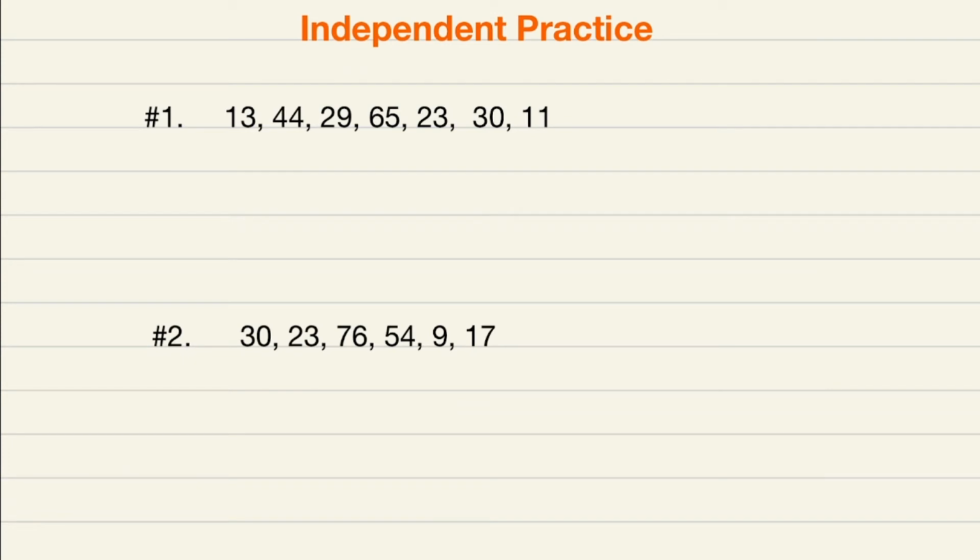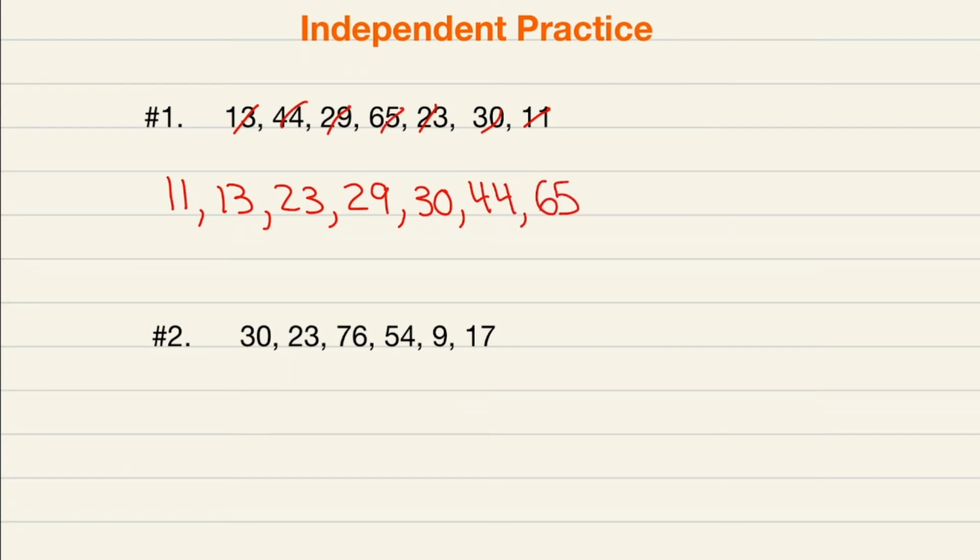So for number 1, let's order our numbers from least to greatest. We have 11 as our smallest, 13, 23, 29, 30, 44, and finally our very last number, 65. We order them from least to greatest.